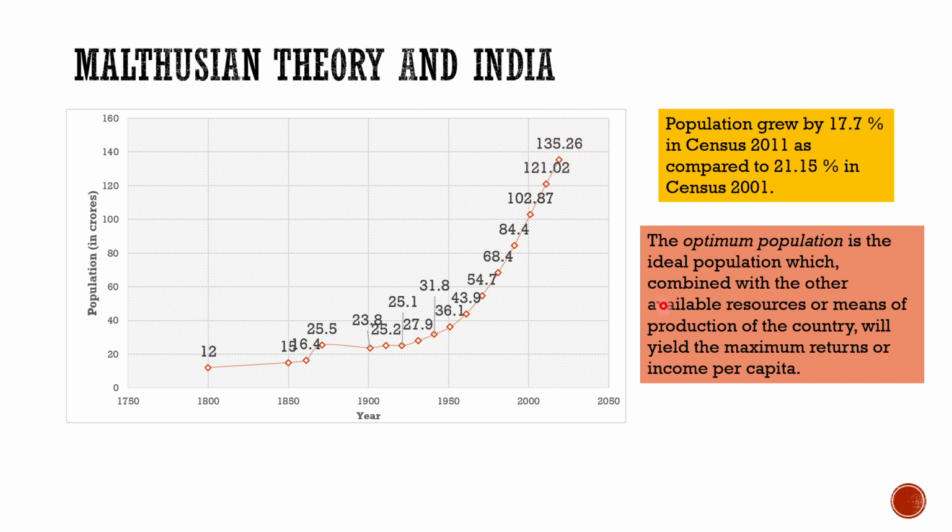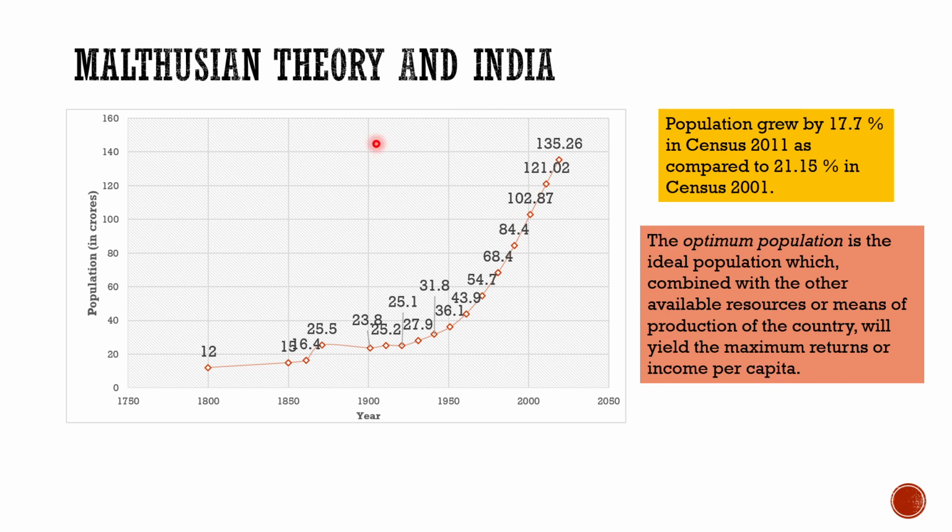Now here comes the population theory called the optimum population theory. What does optimum population mean? It is the ideal population which will yield the maximum returns or income per capita. As far as optimum population theory is concerned, India has not yet reached the optimum, because we are increasing the returns and the per capita income of India over the years.